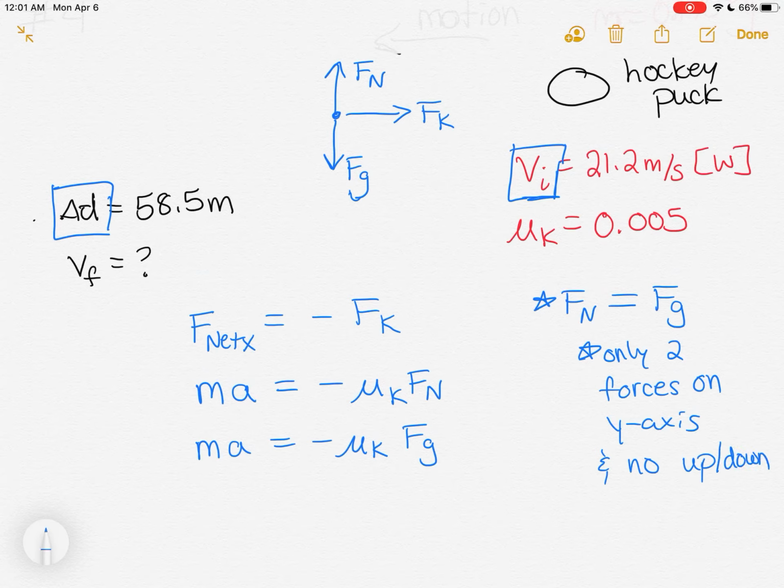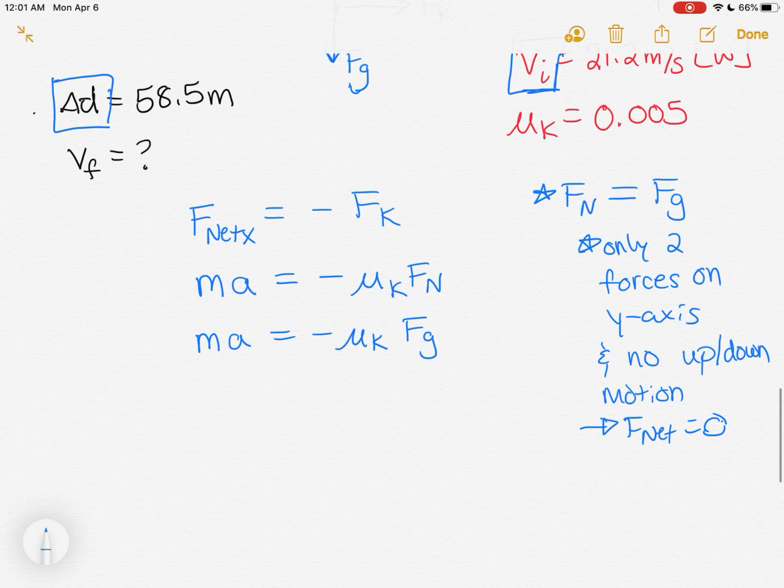and there's no up or down motion, which means we're dealing with a net force of 0. We're actually using Newton's first law to determine that our Fn and our Fg will be equal to each other in this case. If there are more forces acting on the y-axis, Fn and Fg are not equal to each other. This is not an all-the-time equality. However, Fn and Fg are often equal to each other.